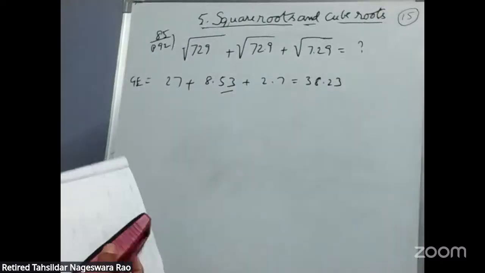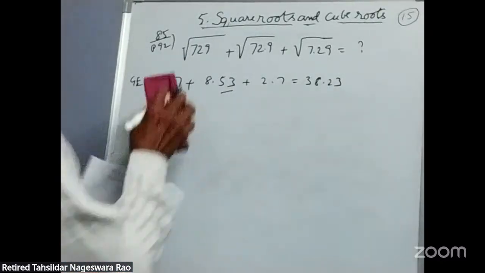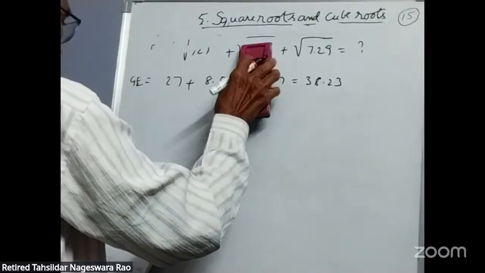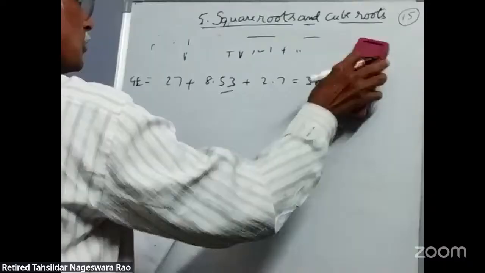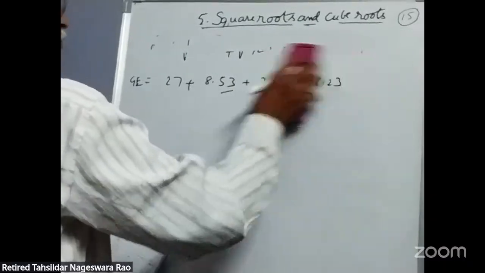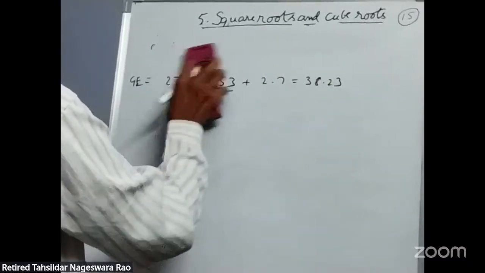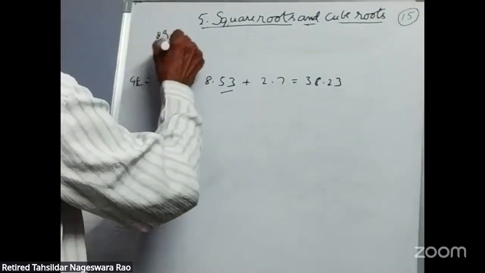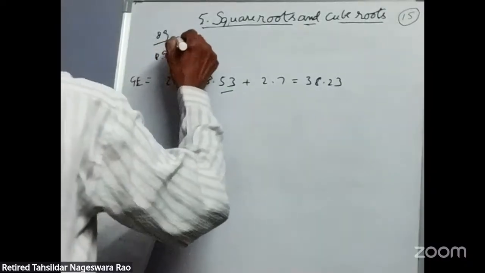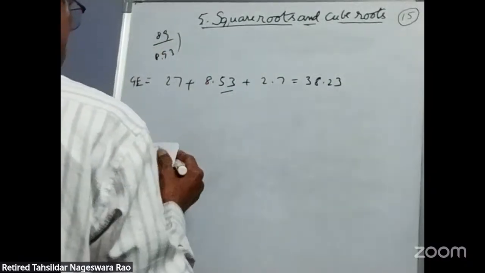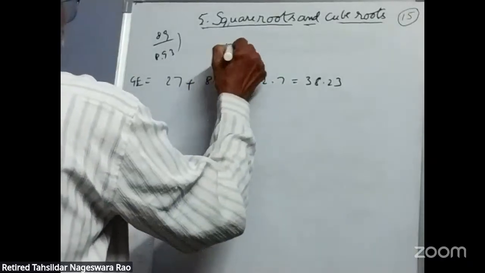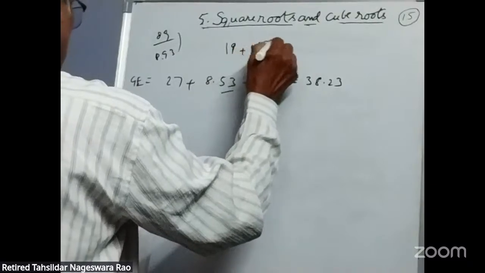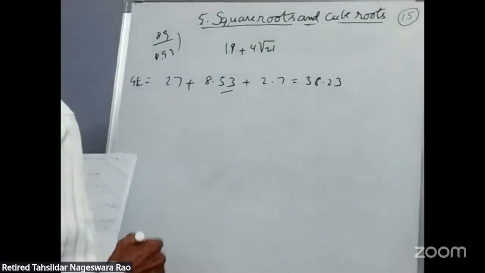Next question. 89. What is the positive square root of 89, 90 plus 4 root 21? What is the positive square root of this one?